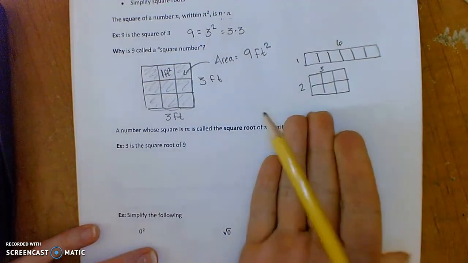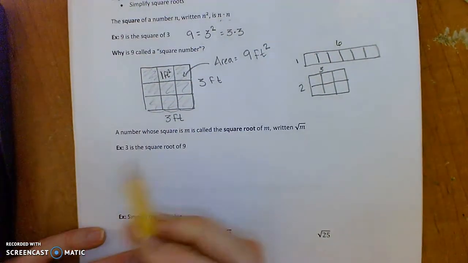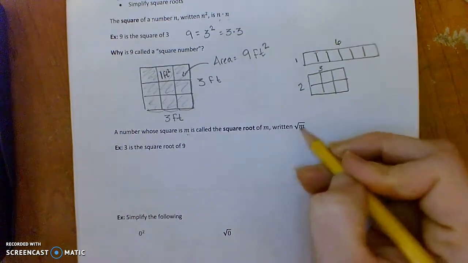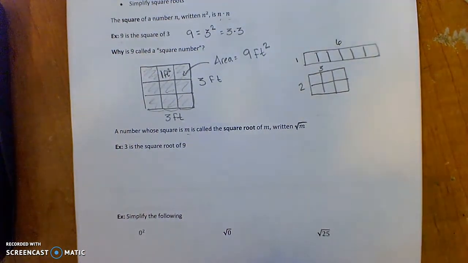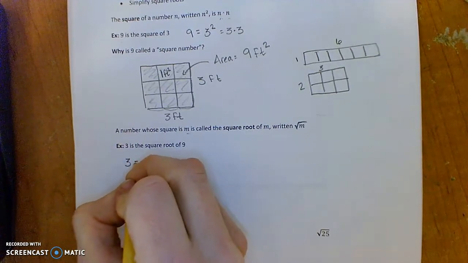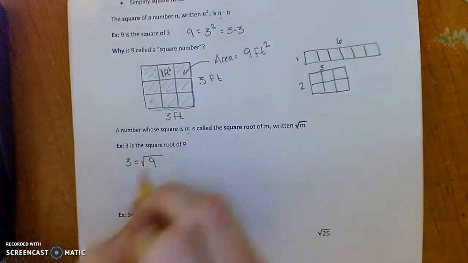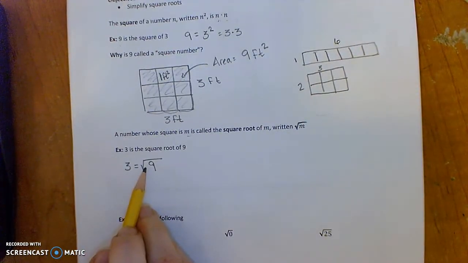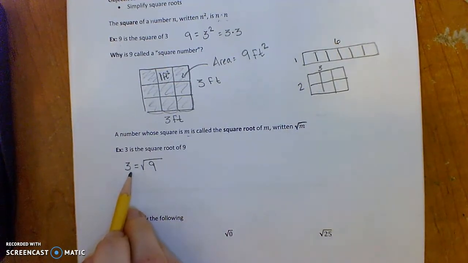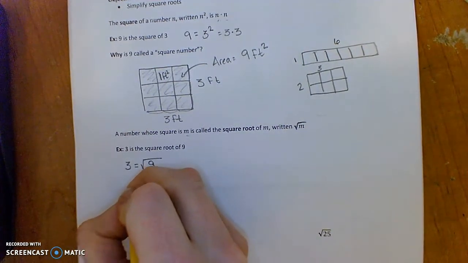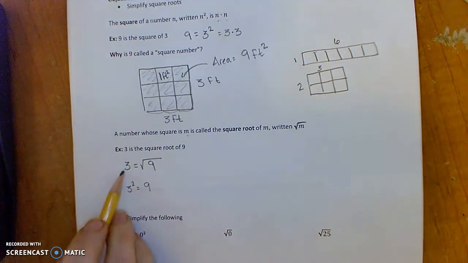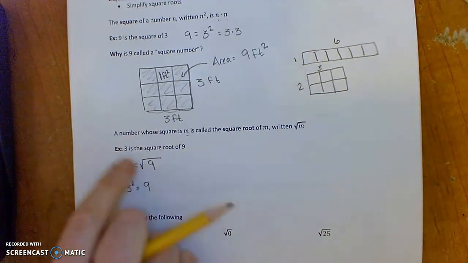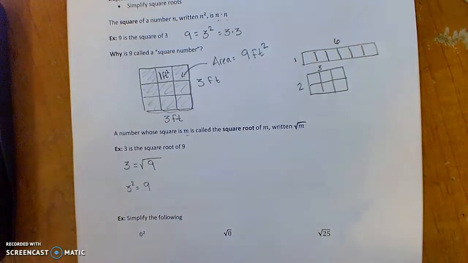And doing the opposite of the square is called a square root. A number whose square is m is called the square root of m. It's written with this symbol here, square root of m. So for example, 3 is the square root of 9 because the square of 3 is 9. These are opposites of each other: saying 3 squared equals 9 and saying 3 is the square root of 9 tell us the same relationship between 3 and 9.